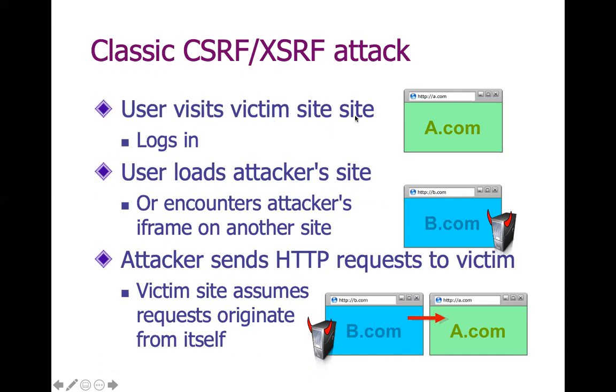The user visits the victim site. Okay, this is the victim site. You log in. A.com is your victim site, and you have stored the cookies of A.com in your browser. And the user is somehow tricked into loading the attacker's site. The attacker just sends HTTP requests to the victim, and the victim is just assuming that the requests are originating from itself, right? I mean, the user actively clicked the link and then made the thing happen. Like in that bill pay application, the bank is fooled into thinking that the user himself clicked the bill pay application and then asked for the money transfer to happen, whereas in fact it's happening from b.com.